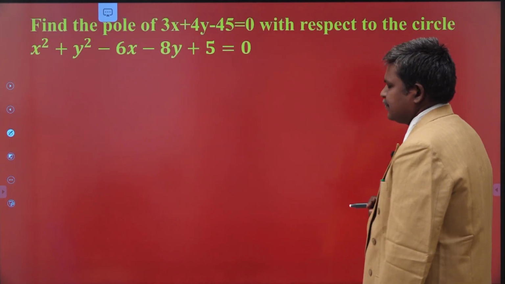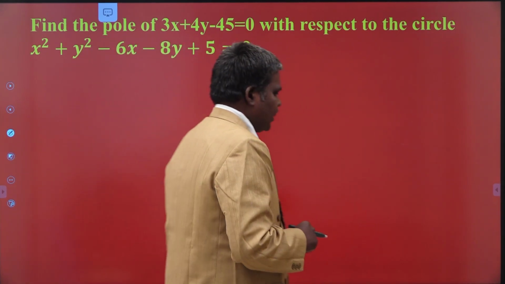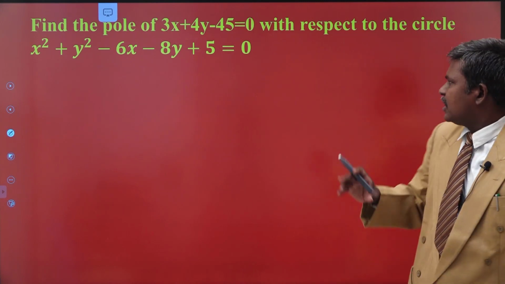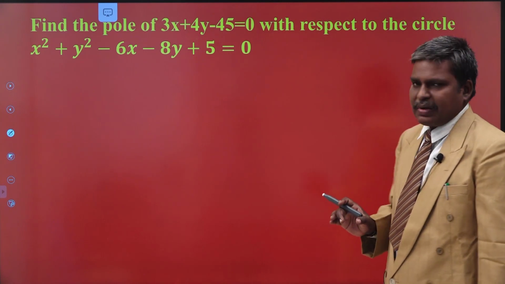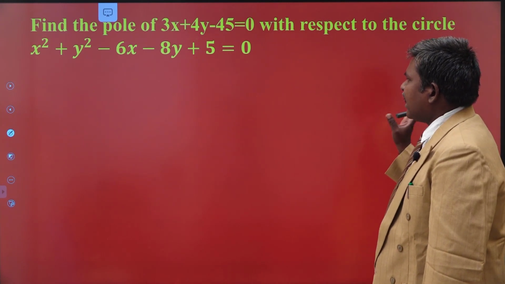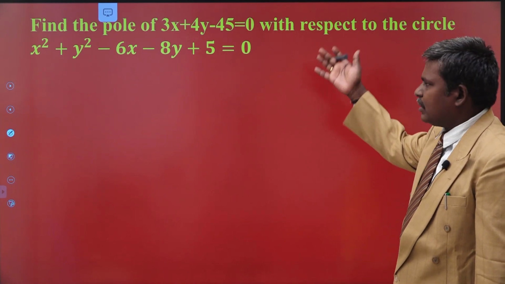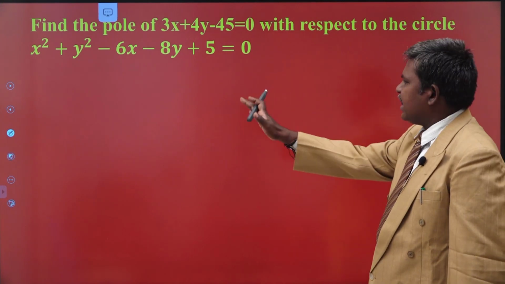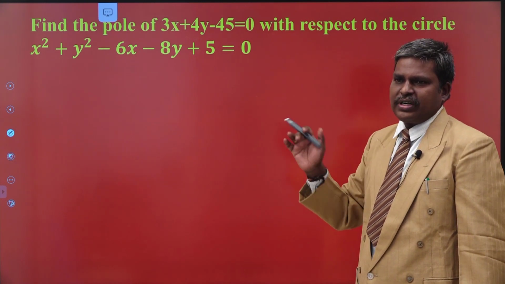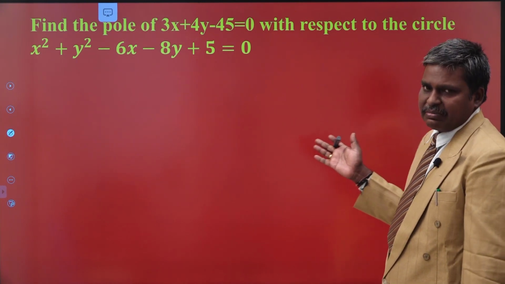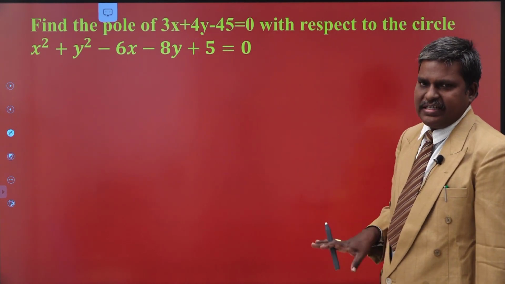Now, let us see the problem. Find the pole of the line 3x plus 4y minus 45 equals 0 with respect to the circle x square plus y square minus 6x minus 8y plus 5 equals 0. You can derive the pole by using the method like the theorem: let x1 comma y1 be the pole, write the polar equation, compare with that line, and you can achieve the value of lambda, substitute in your x1 minus g plus something, and you can find the pole in that manner, or you have to use the pole formula itself.